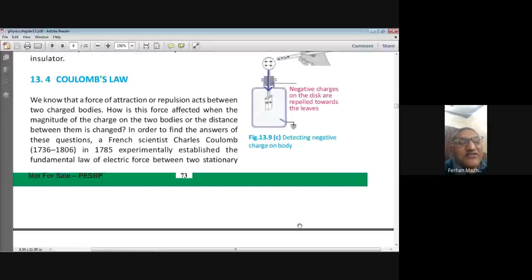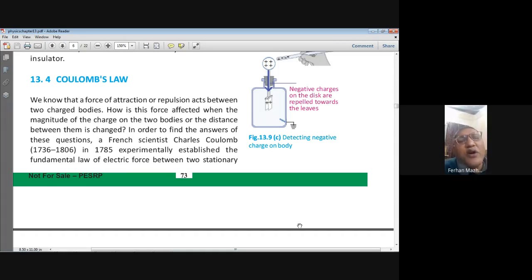The subject we are studying is Physics 5054, and we are working on a chapter. The name of the chapter is Electrostatics. We also call it Static Electricity, and we are almost at the end of this chapter. I think it will require only two more lessons, and this will be 100% completed.